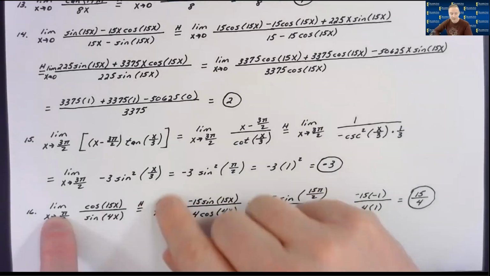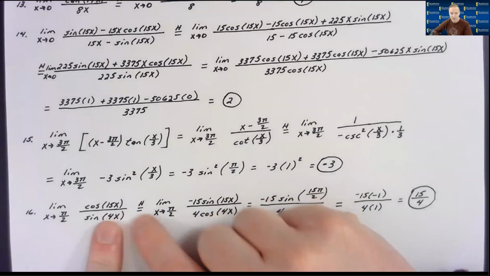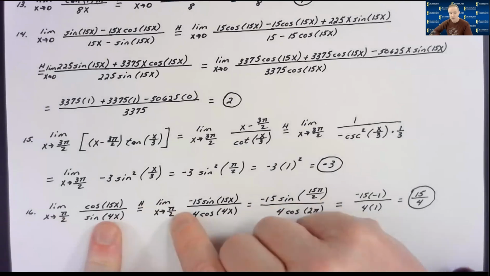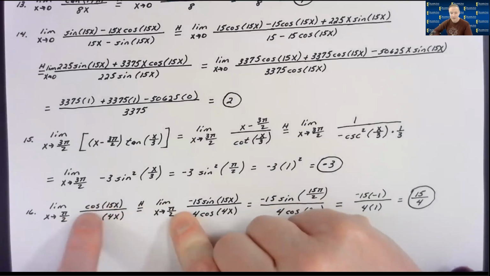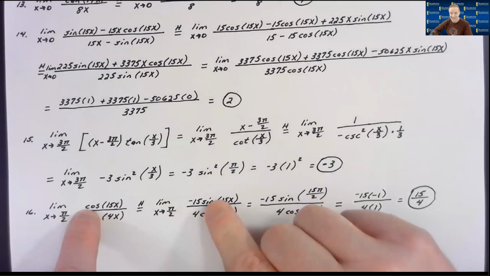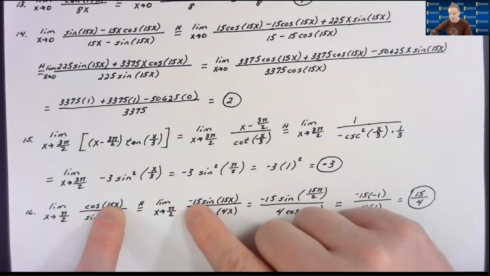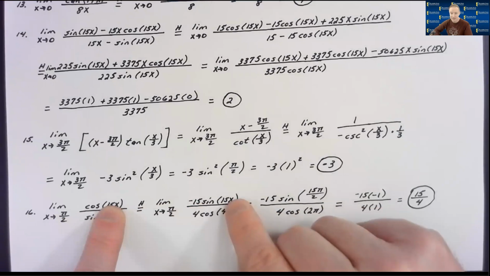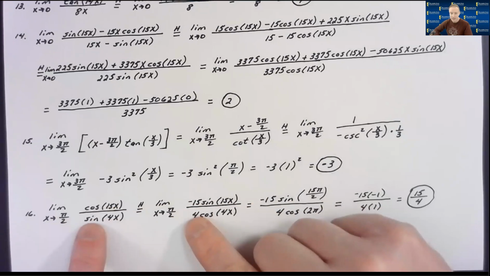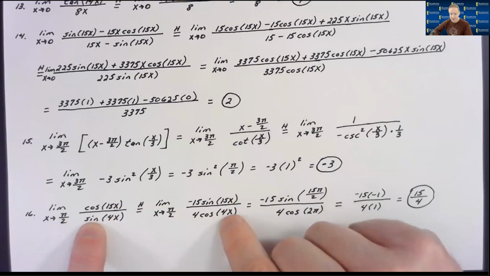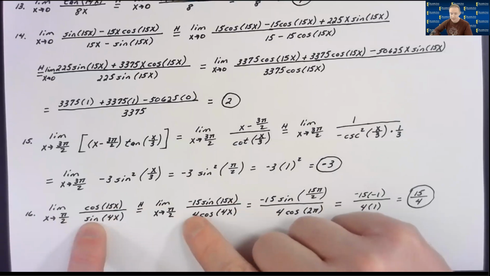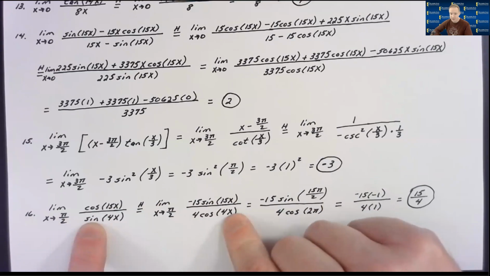The sine there, the y-value component there is 0. So I can say, okay, L'Hopital should apply. I apply it. Derivative of cosine is negative sine of the angle times the derivative of the angle. So I get negative 15 sine of 15x. My denominator now, derivative of sine is cosine of that angle times the derivative of the angle. So I get 4 cosine of 4x.